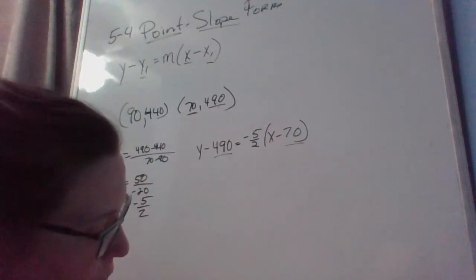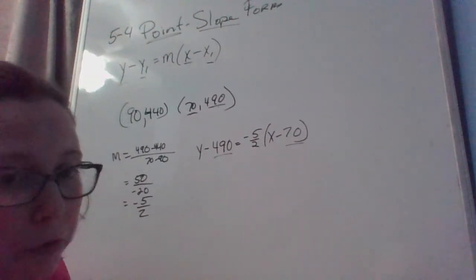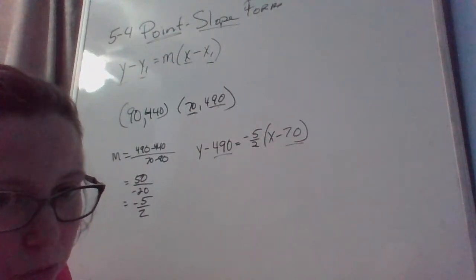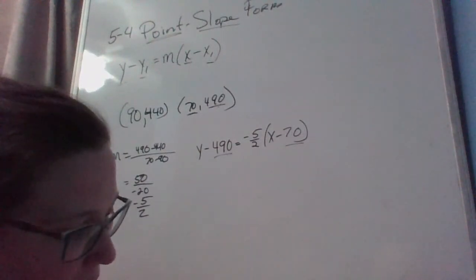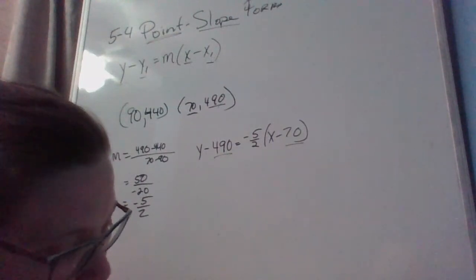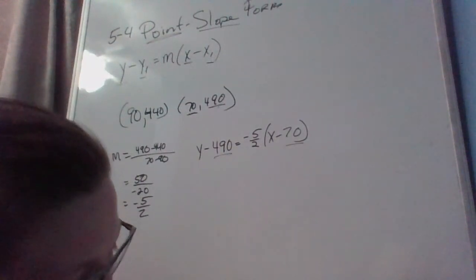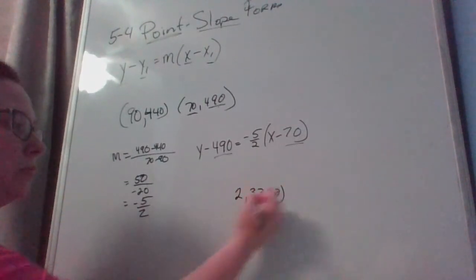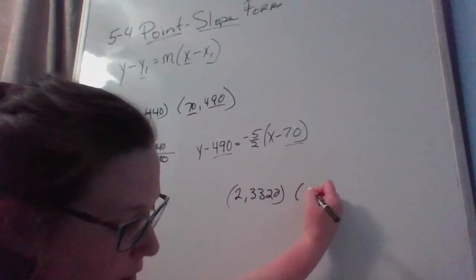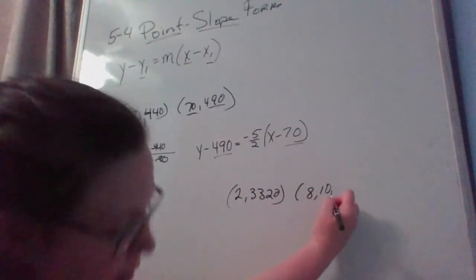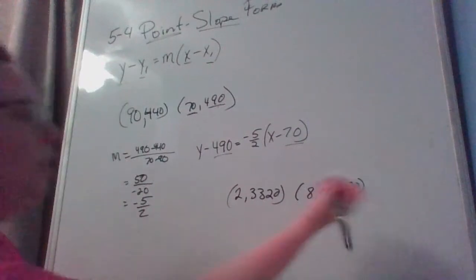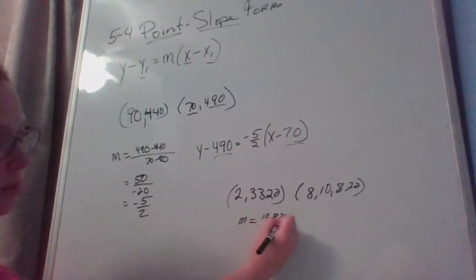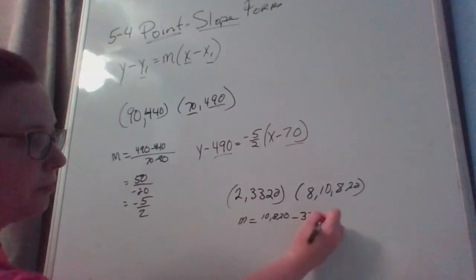With Got It 4A, again, you're given a table, so there are 4 ordered pairs. You can choose whichever 2 you want. It doesn't even have to be 2 that are consecutive. It could be the first one and the last one. Why don't we do that? So we have 2, 3,320. A rather large ordered pair there. And 8, 10,820. So I'm going to figure out my slope first, which is the difference between my 2 y's, and then the difference between my 2 x's.